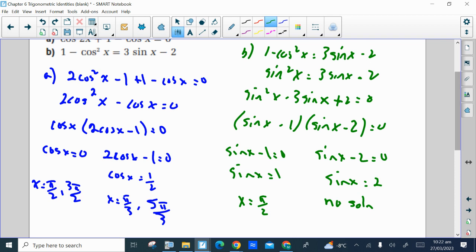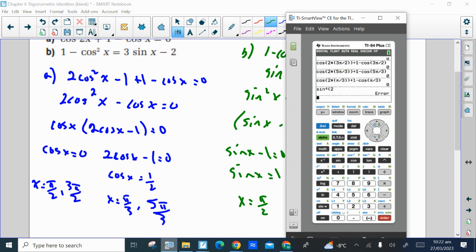And we can check that in our graphing calculator by going to y equals and putting our original equation in there. Now, we've got to go 1 minus cos x all squared. Open a bracket because we have to square the cosine of x. And in this case, the original equation had a left side and a right side. So we'll put the left side into y1, the right side 3 sine x minus 2 into y2.